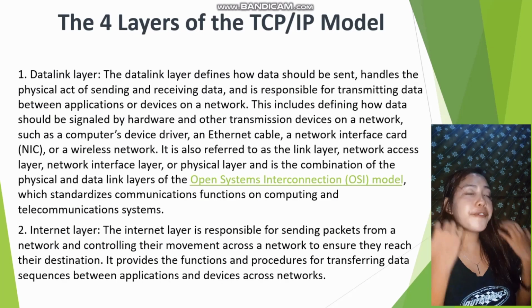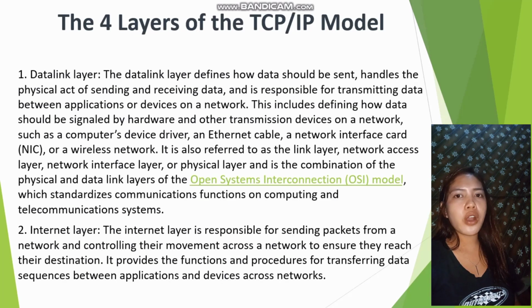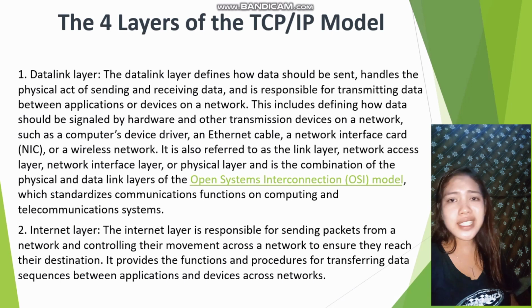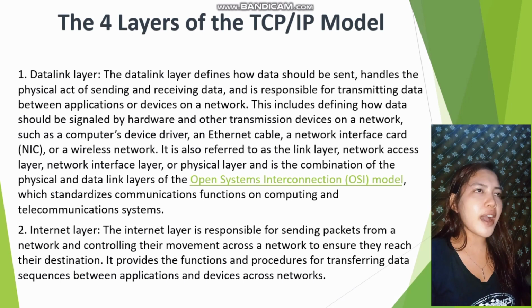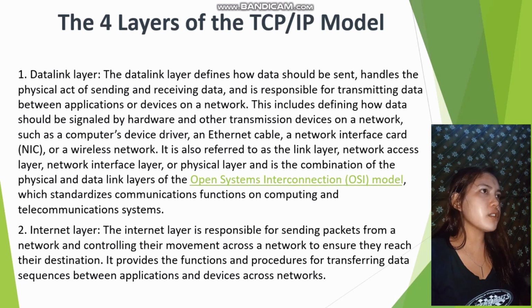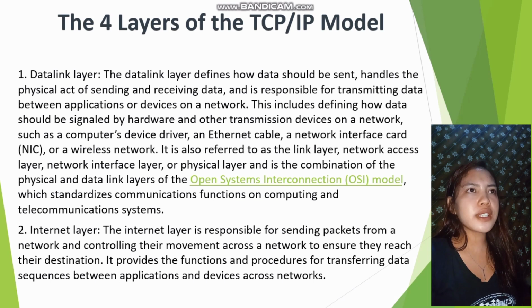Next, the 4 layers of the TCP/IP model. The first one is the data link layer. The data link layer defines how data should be sent, handles the physical act of sending and receiving data, and is responsible for transmitting data between applications or devices on a network.